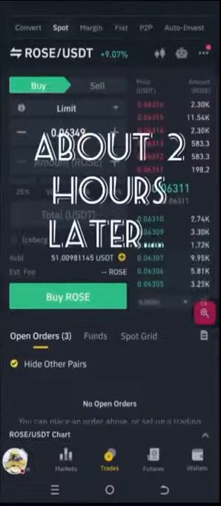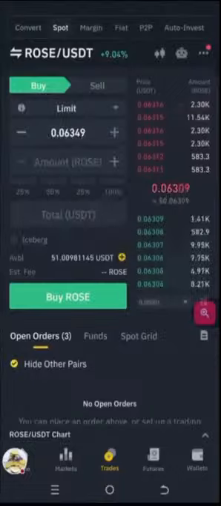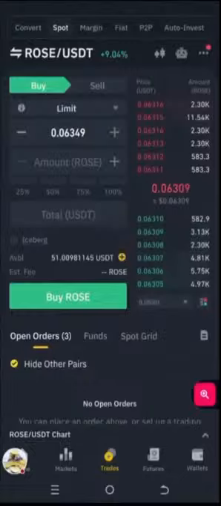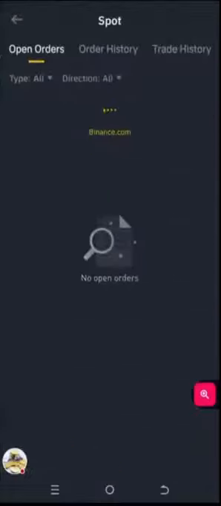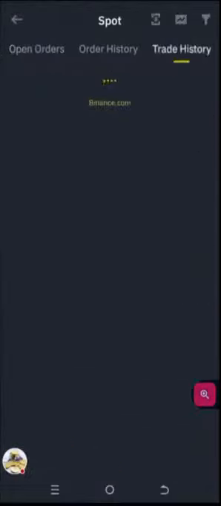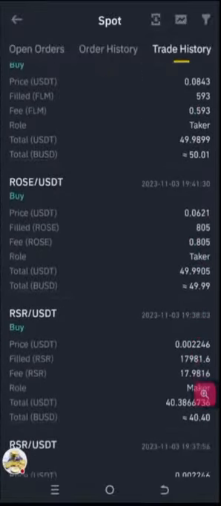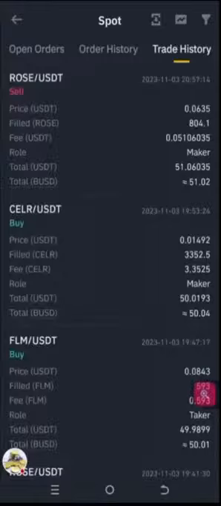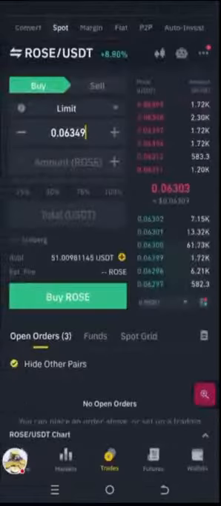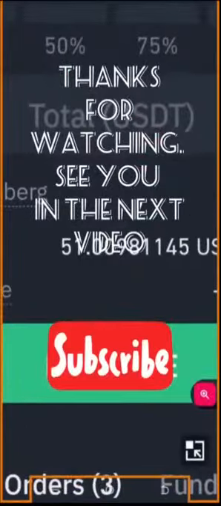Executed. It has. Oh my God. Look at it. See, it has executed. Let's see how much we bought it. We bought Rose at 621 and we sold it at 635 and we made $1. That's awesome.